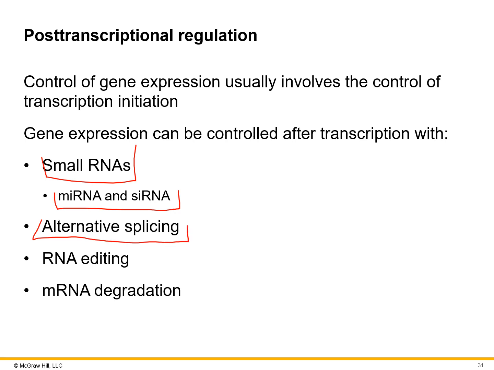If you guys recall, when eukaryotic mRNA is spliced, you're removing the introns and rejoining the exons. And you can eliminate some of those exons, or include all of the exons in different orders in order to get different protein products. There's also RNA editing and mRNA degradation, but we're not really going to talk about those.